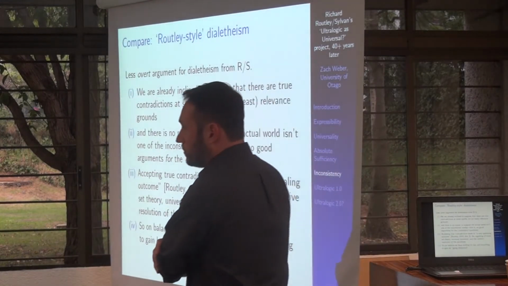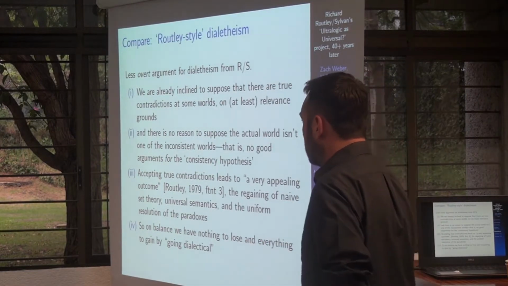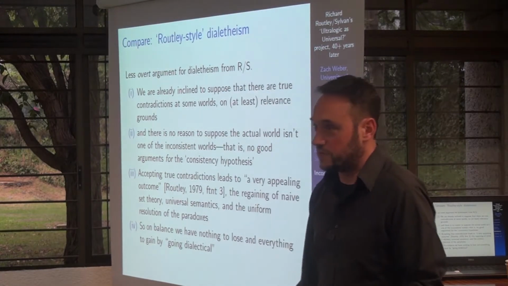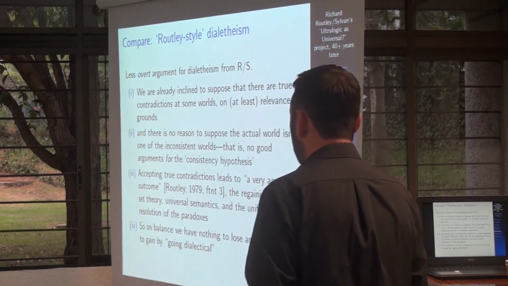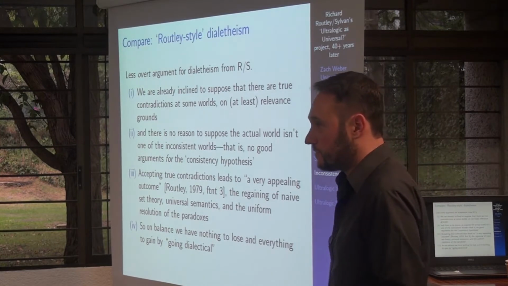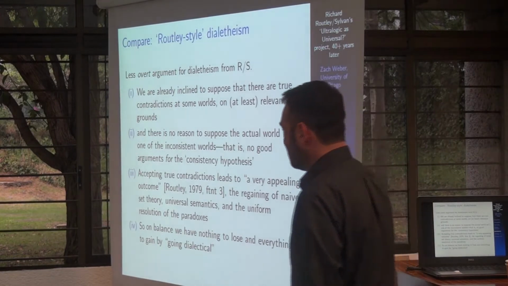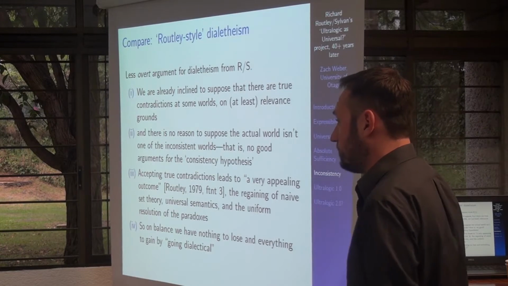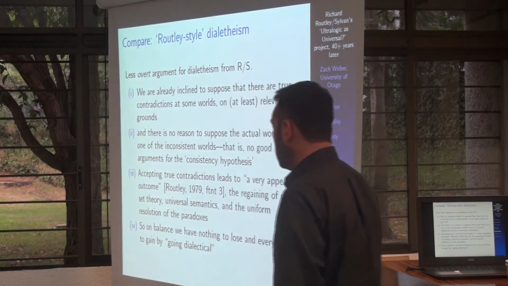So Routley doesn't argue like that. He argues less overtly, kind of like this. He says, well, look, given this story about universality and expressivity and absolute sufficiency that we have already subscribed to, you're already inclined to suppose that there are worlds at which there are true contradictions, just for absolute sufficiency reasons. And there's no reason to suppose that the actual world isn't one of those. At least there are no good arguments for the consistency hypothesis, as he and Meyer at the time were calling it.